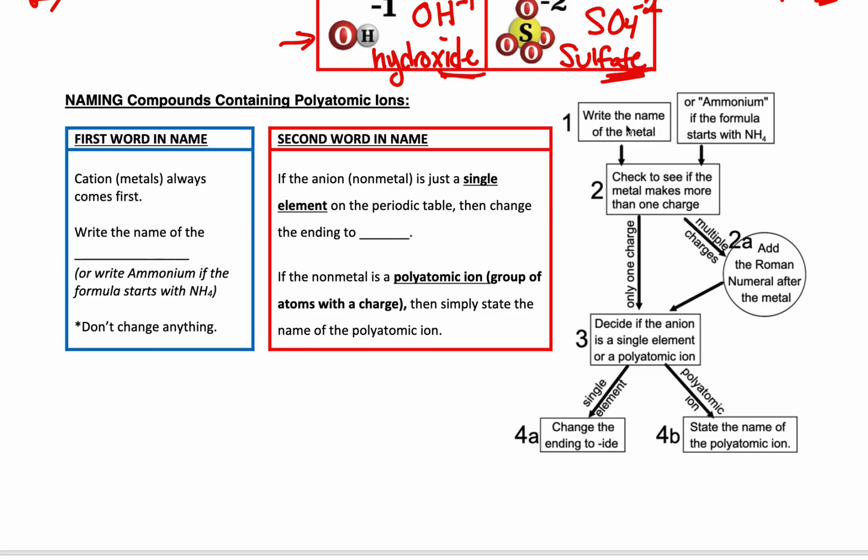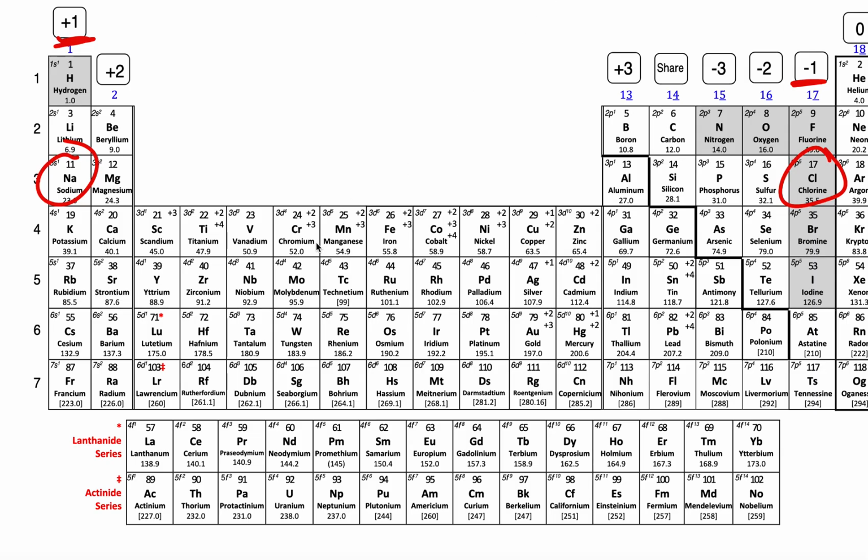You start off with writing the name of the metal, just like we always do. You want to write sodium chloride, magnesium phosphide, you start with the name of the metal, and you don't change anything about the name of the metal. You do have to, now that we've covered it, take a second and check to see if that metal makes more than one charge. And that's where you peek on the periodic table and say, is it one of these guys, group 1, group 2, or group 3? They only make one charge, so you can ignore this step.